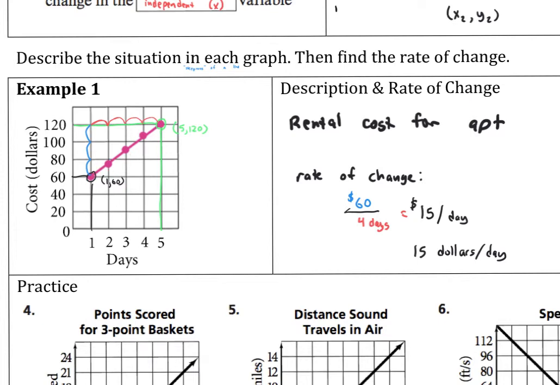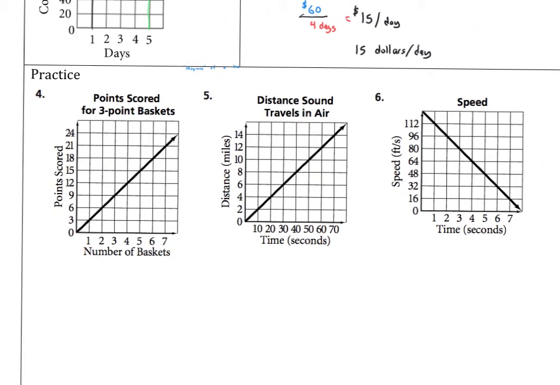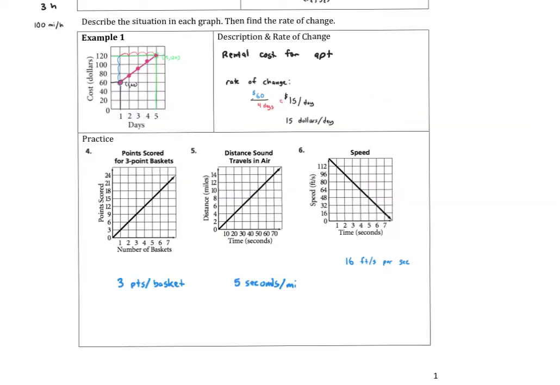All right, your turn now. Your turn down here. You're doing the exact same thing here, and you are going to describe down here and then find the rates of change. So pause the video and come back and check what the rates of change are. And here are the answers. 3 points per basket, 5 seconds per mile, and 16 feet per second, because it's feet per second over seconds.